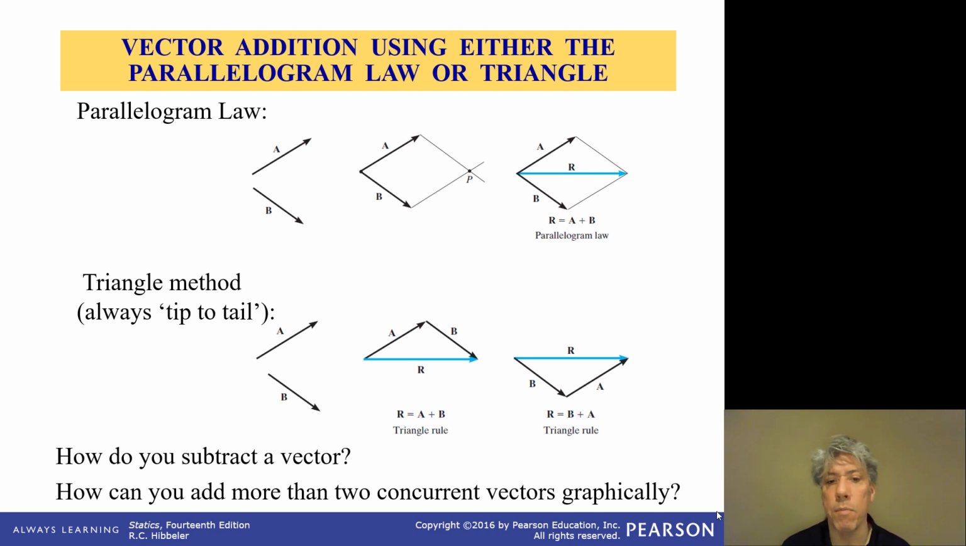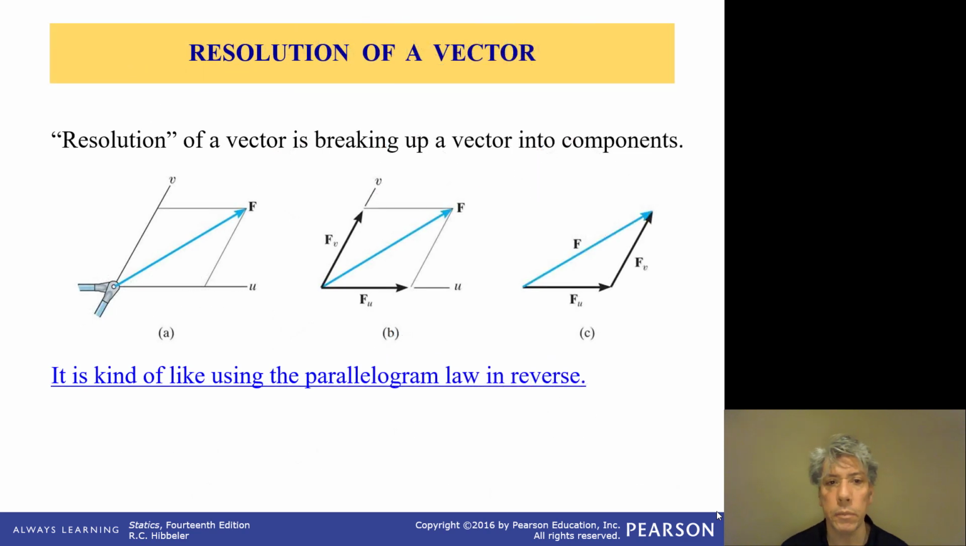How could you add more than 2 vectors all at the same time? Well, the easy way to do it is to use the tip-to-tail method. Simply take however many force vectors you have and place them all tip-to-tail in a chain, and then go from the tail of the very first vector all the way to the tip of the final vector, and that would be the sum of those vectors.